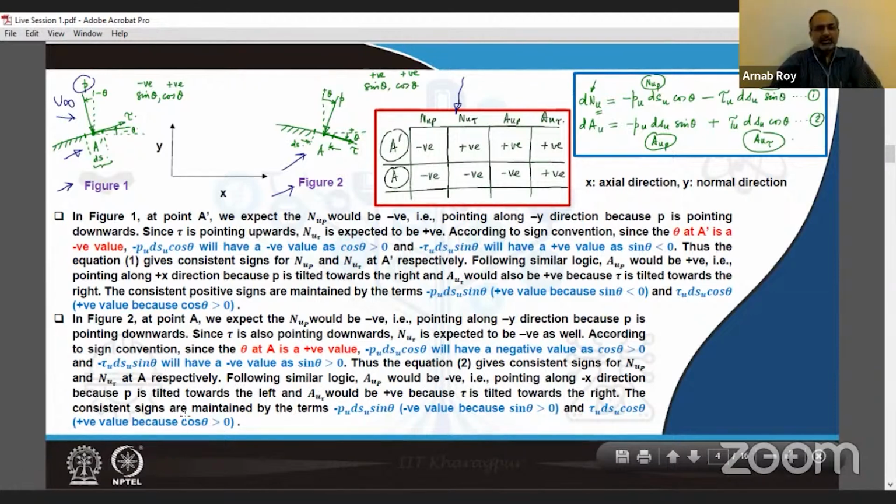And the consistent signs come up from the terms of the equation as well, equation 2, because minus Pu dSu sin theta would be negative because sin theta is greater than 0, and tau u dSu cos theta would be positive because cos theta is greater than 0. So we got a kind of detailing here using these two figures, arguing both from the physics perspective as well as from the equations perspective that we do end up getting consistent signs.